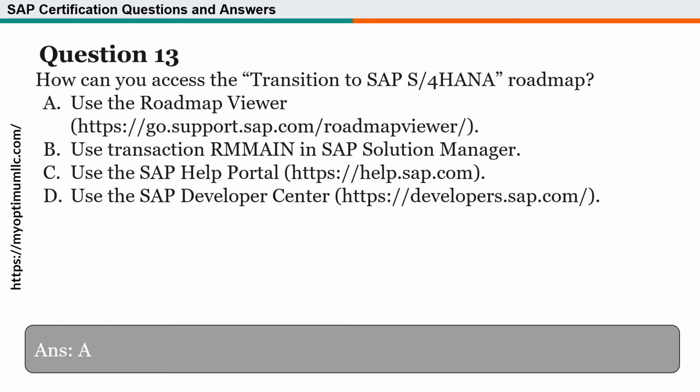Question 13. How can you access the transition to SAP S/4HANA roadmap? A. Use the roadmap viewer, https://go.support.sap.com/roadmap-viewer. B.